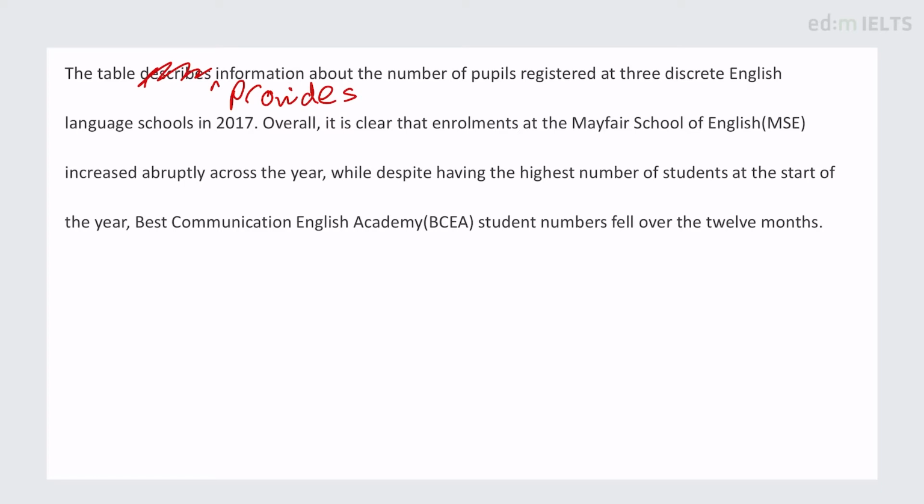Yeah, I guess it's more the numbers. And for me, pupils is school children. We could be talking about adult learners. Pupils are school children, usually when we're talking about elementary school and middle school and high school. So it's the numbers of language students registered at 3 discrete English language schools in 2017.